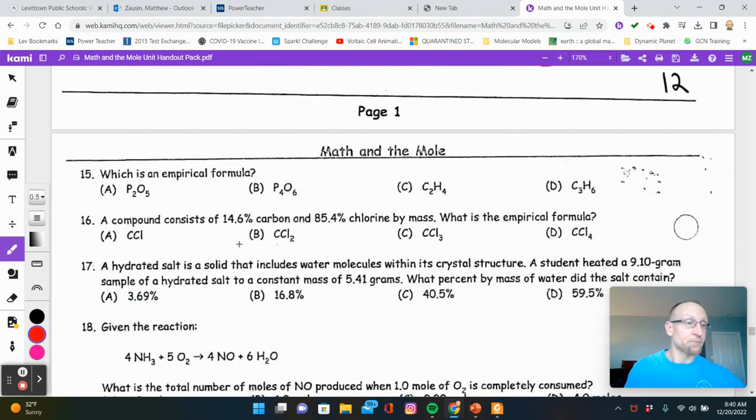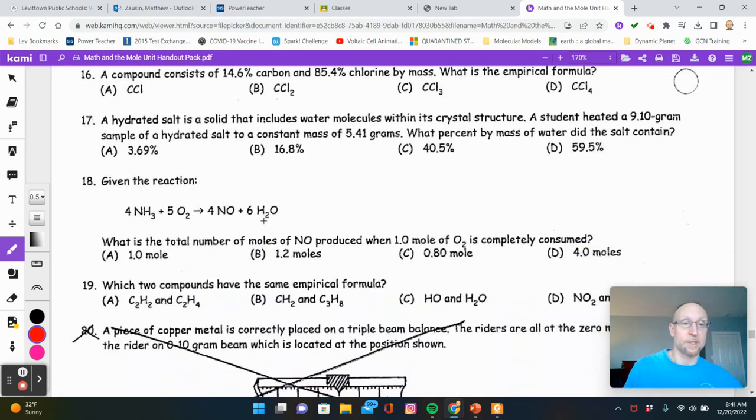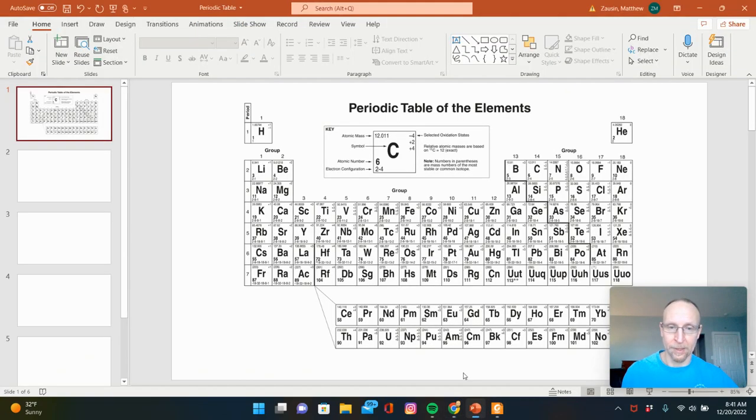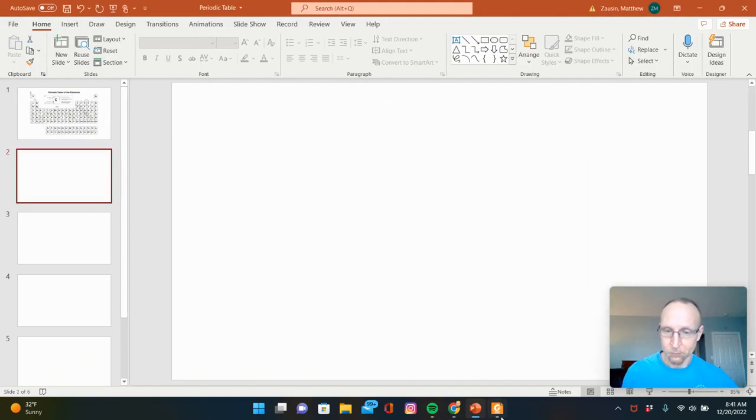All right, moving on. Number 16. This is what we were doing the other day when we were given the percent compositions and you want to determine the empirical formula. We've got 14.6% carbon, 85.4% chlorine. What is the empirical formula? I'm going to switch to a blank sheet to do that one.